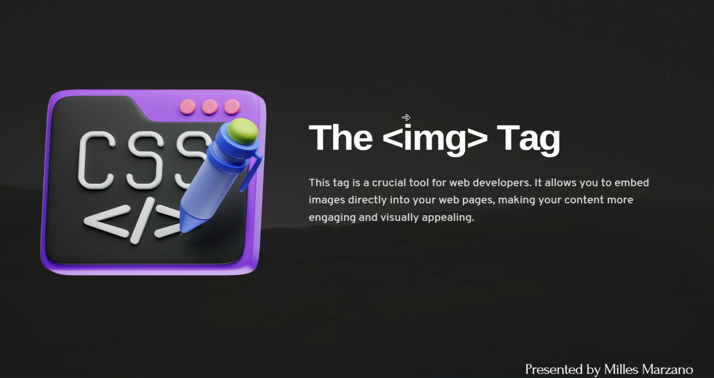Today, we'll be diving into a fundamental HTML element used by developers, the IMG tag. And we'll explore how this tag works, its attributes, and best practices for incorporating images into your web pages. The IMG tag is a crucial tool for developers. It allows you to embed images directly into your web pages, making your content more engaging and visually appealing.